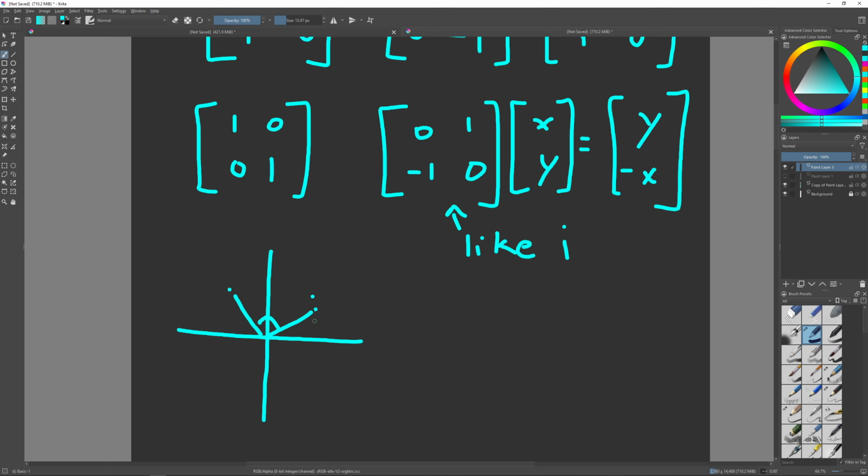So what are we doing? I think we can view it as, I don't know, I'm getting confused. But work out some examples and you'll see that this is rotating by 90 degrees and that this is like i. It rotates by 90 degrees.